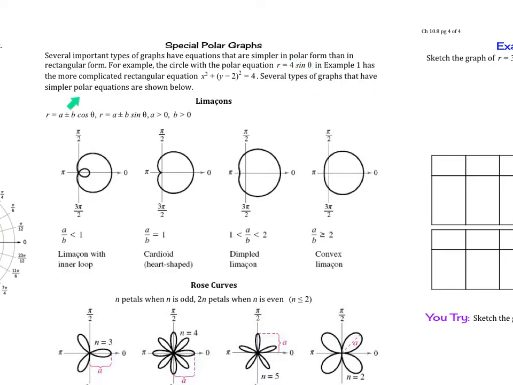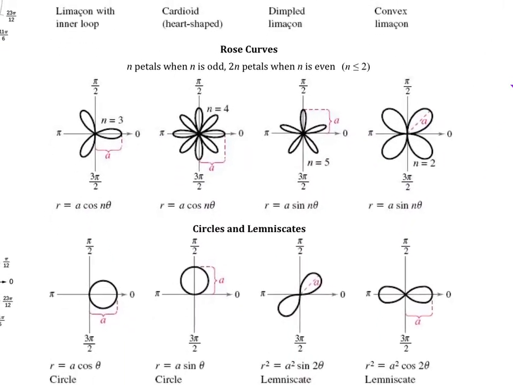Several types of graphs that have simpler polar equations are shown below. So this is our limaçon that we graphed a little bit earlier. There's a little bit more information: you can take a plus or minus b of cosine and sine, and a and b have to be greater than 0. Notice, looking at the ratios, if the ratio a over b is less than 1, then we're going to have a limaçon with an inner loop. Then you get a cardioid, or a heart shape, when the ratio is 1. It's a dimpled limaçon if the ratio is between 1 and 2, and then it's convex, so no dimple, if a over b is greater than or equal to 2. So kind of neat what kind of graphs come out of these.